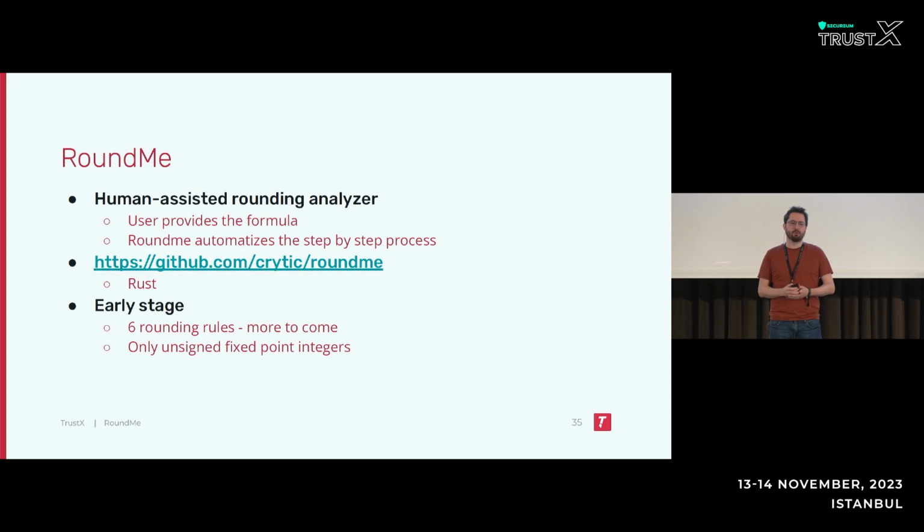It's at an early stage. We only have a couple of rounding rules. By rounding rules, I mean this kind of situation where, for example, you have 1 minus x, and when you have 1 minus x, you need to apply a specific strategy. It only works with unsigned fixed-point arithmetic for now. We are going to work toward integrating signed fixed-point arithmetic. Hopefully, most of the protocols don't yet use this type of complex formula.